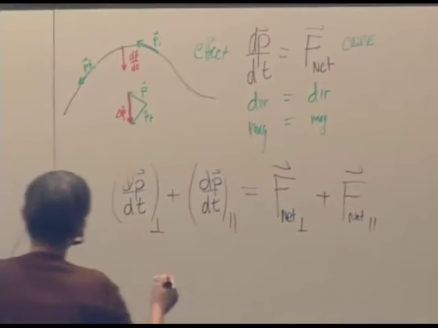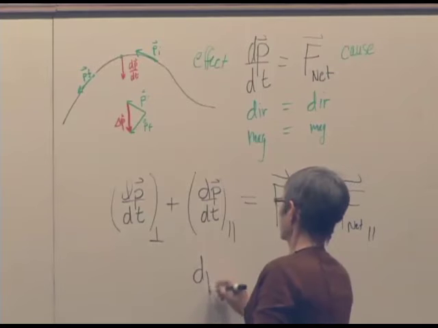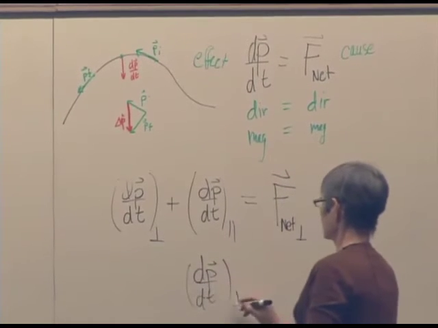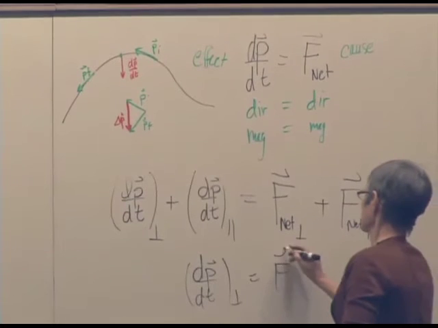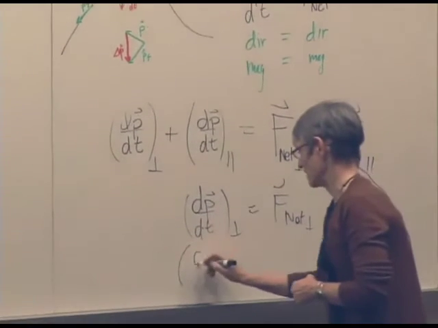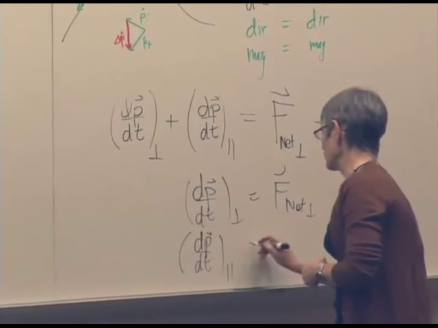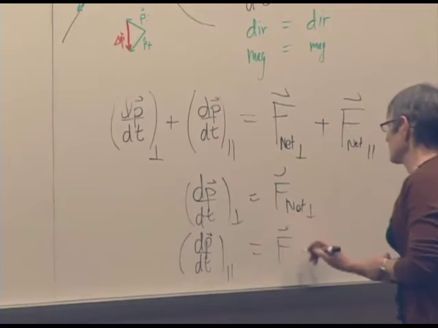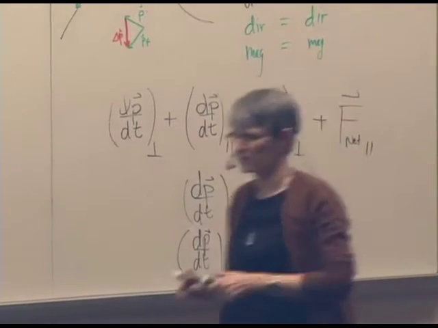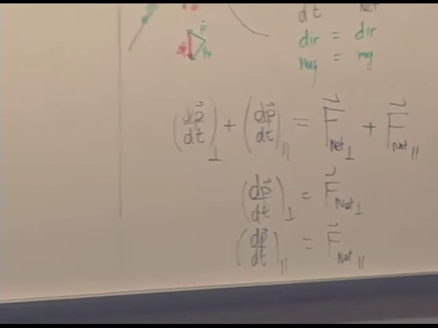And not surprisingly, it turns out that we get dp dt perpendicular is the perpendicular component of f net, and dp dt parallel to the momentum is equal to the component of f net parallel to the momentum. So we can separate it this way, and this turns out to be pretty useful.